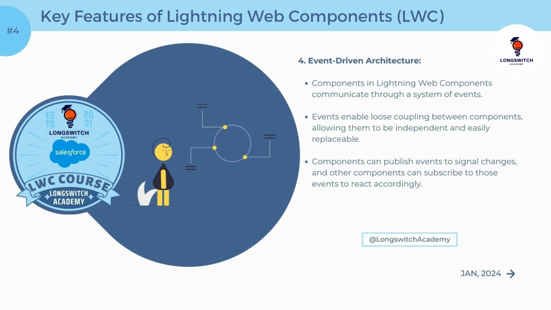As Longswitch adopted this event system, their components became like well-coordinated performers in a show. Each component could do its job without needing to know all the details about what the others were doing. The result was a system that worked together seamlessly, and it made things easier to organize and maintain. So, by using events in Lightning Web Components, Longswitch made their Salesforce applications more flexible and efficient.